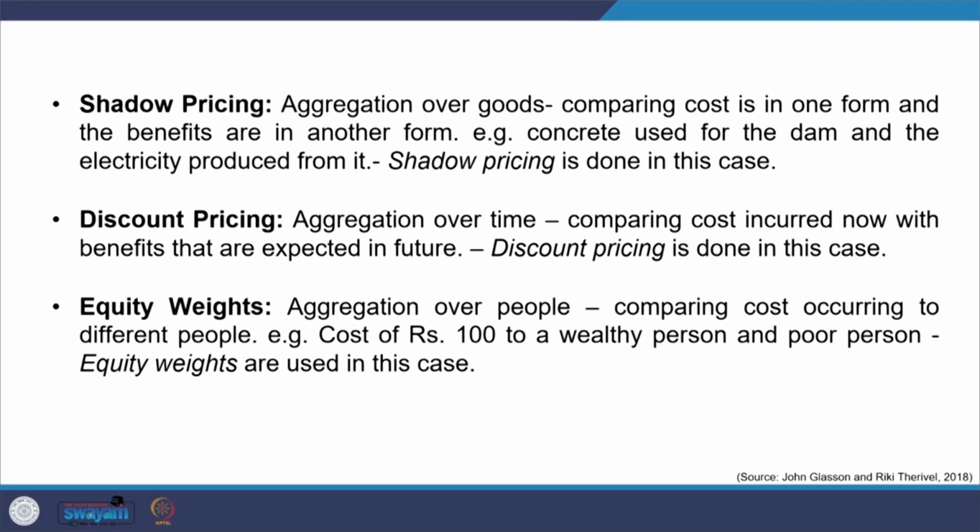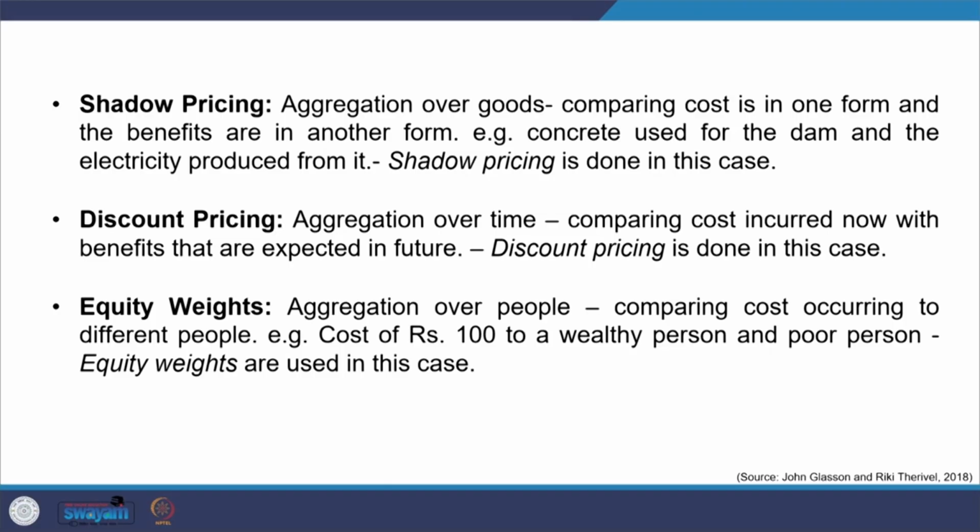It's like you aggregate the goods you're getting. For example, you compare the cost in one form and the benefits in another form. For example, we are saying concrete used for a dam, so that's the cost investment, and then the benefit is in the form of electricity produced from it. So you see that concrete is in one form and the produced electricity is in another form, so you're putting values to both of them. So you are doing shadow pricing, you're applying a value to that.